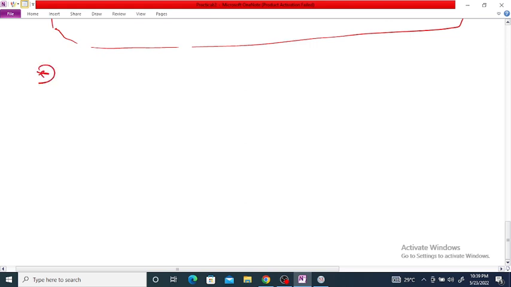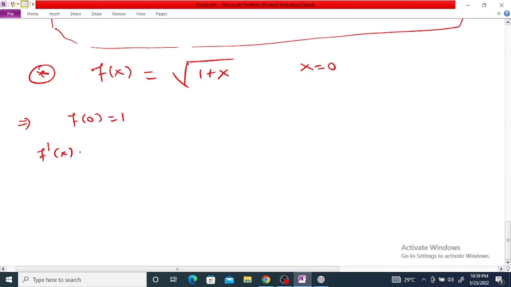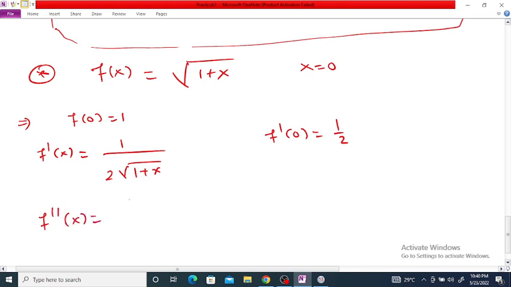Similarly, you want to determine the Taylor series expansion in the next example: f of x is equal to square root of 1 plus x, and the expansion is given at x is equal to 0 again. So what is your f of 0? F of 0 is 1. What is f dash x? F dash x is 1 divided by square root of 1 plus x, and therefore f dash 0 is equal to 1 by 2.